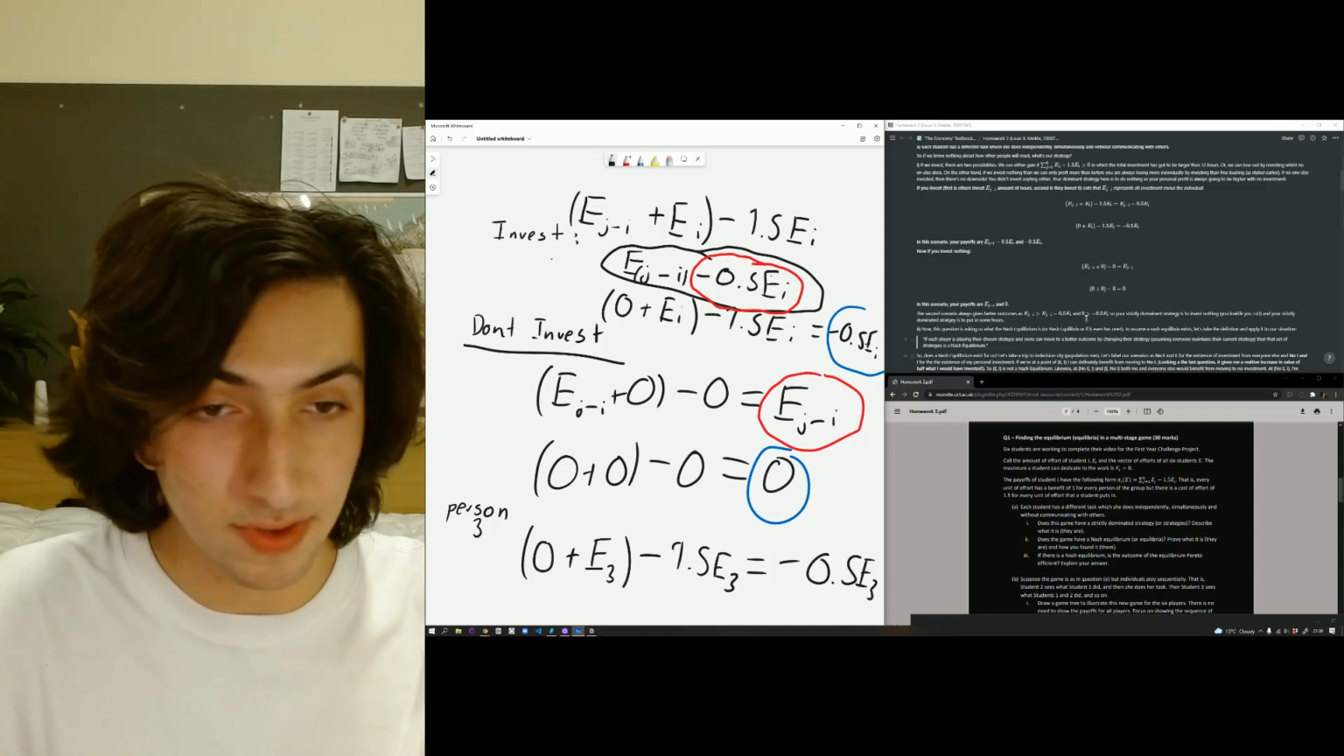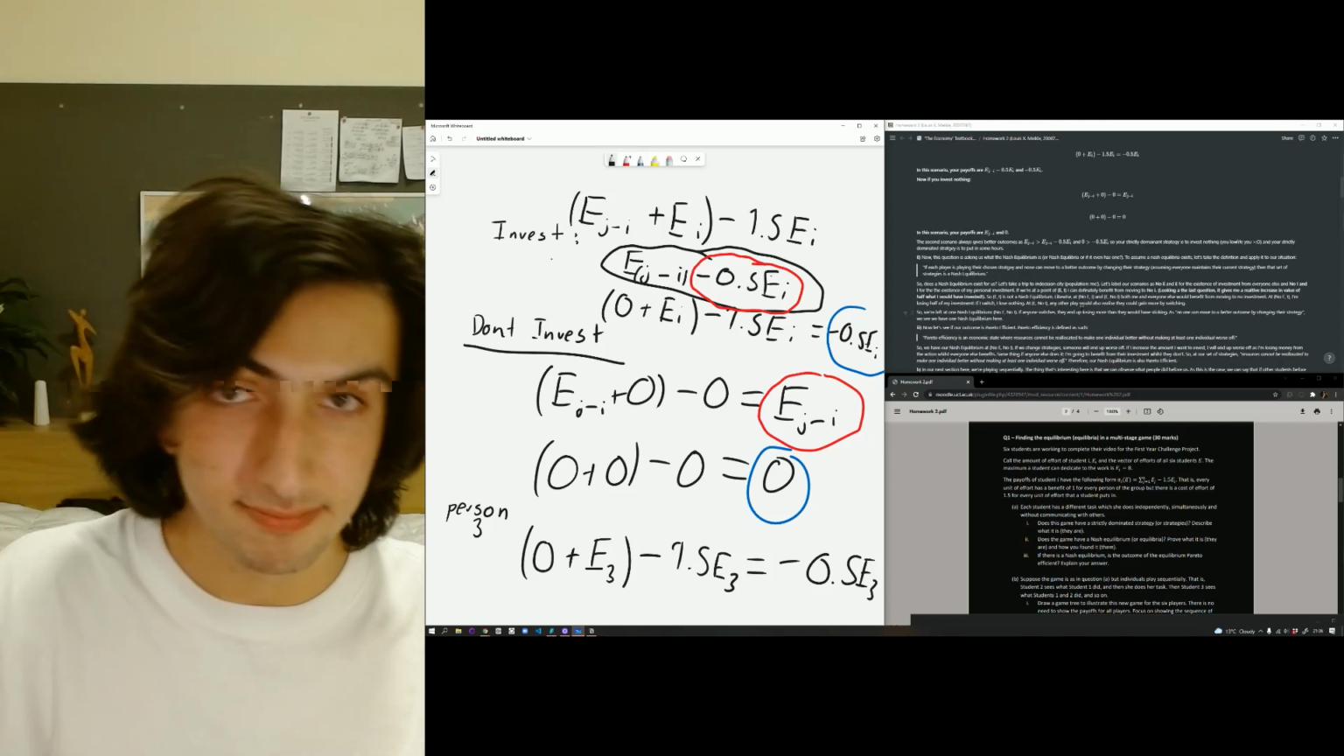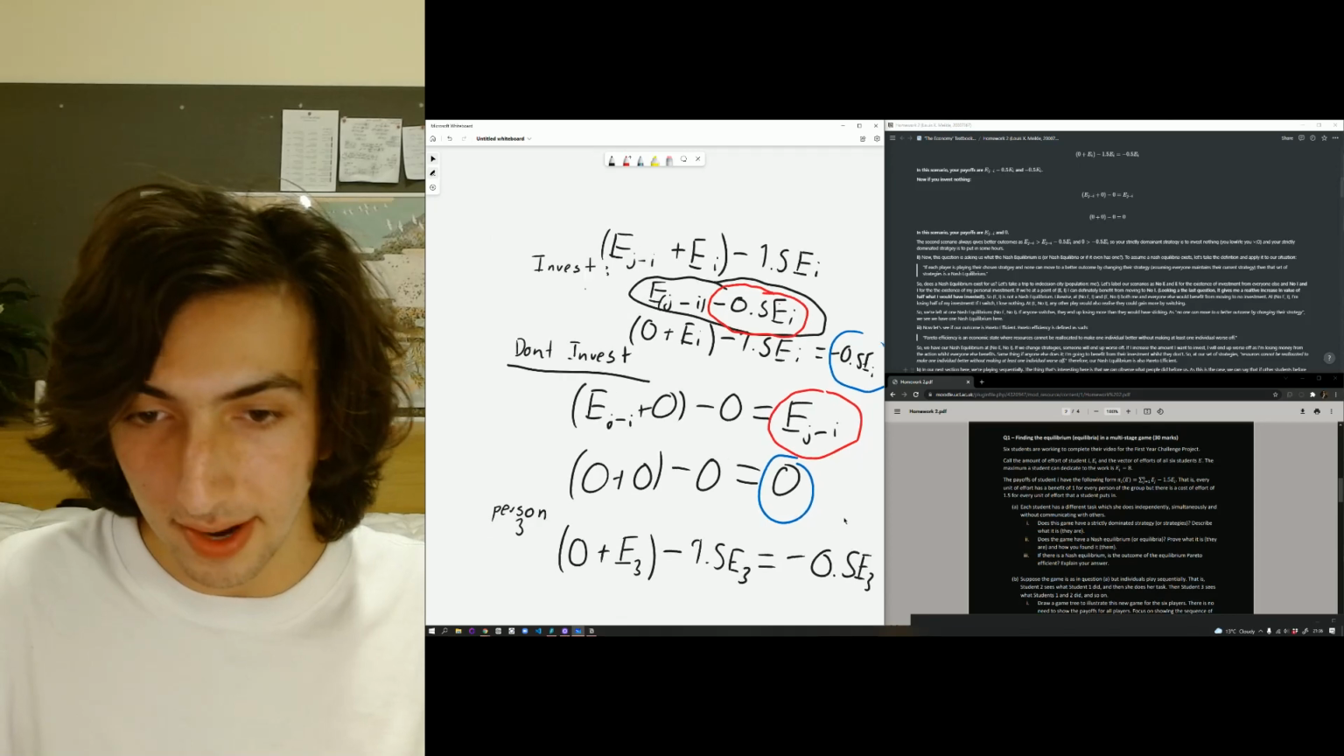Is it Pareto efficient? Well, here's the thing. All right, this one's a bit of a tricky one.